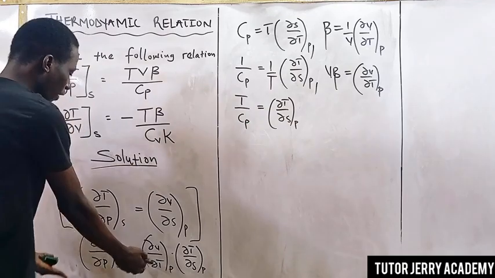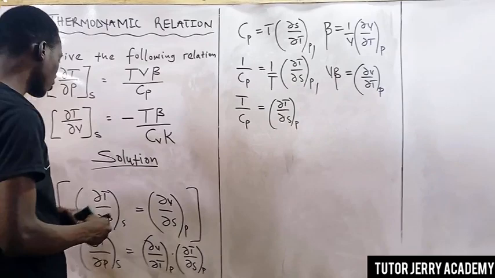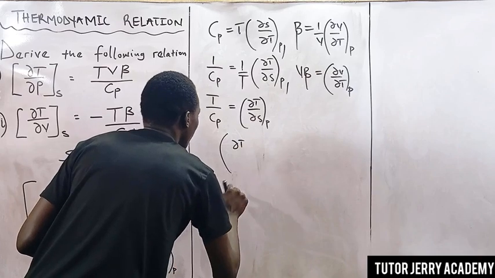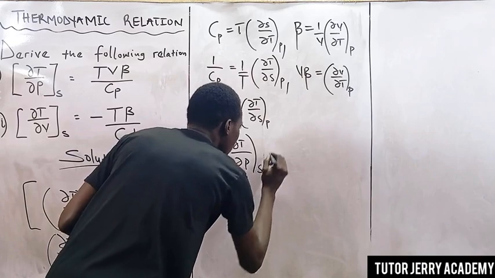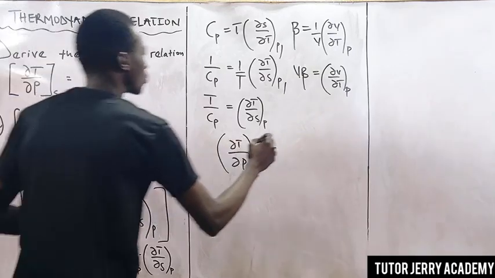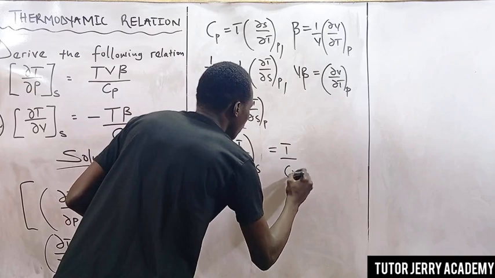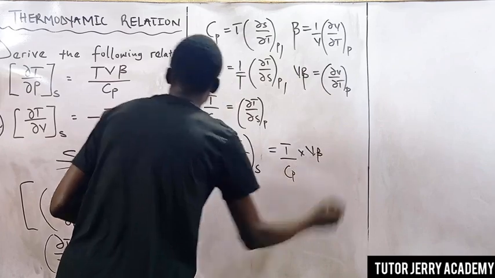So we just substitute their values in this equation and we'll get our first relation. Now let's do that. So we have the partial derivative of T over the partial derivative of P keeping S constant equal to this, which is this. That is, we have T over Cp multiplied by V beta.